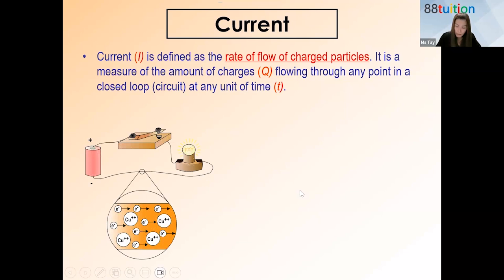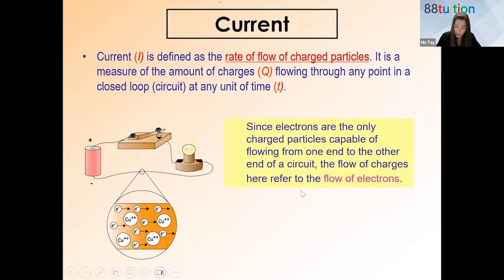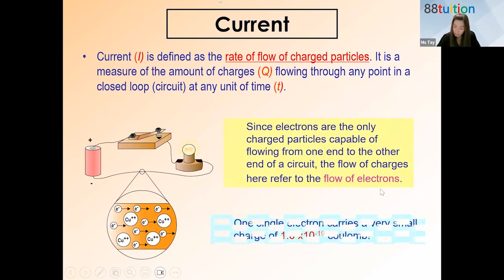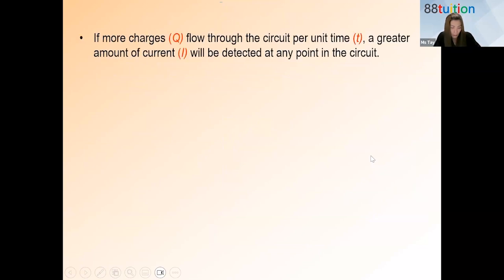So we know what is current, but if you are asked to define it, you might have difficulty. Don't just say that is what is flowing inside the circuit. You need to talk about the charges. So you can talk about the flow of electrons. One single electron carries a very small charge. This is 1.6 times 10 to the power minus 19 coulomb. So let's say you have more charges flowing through the circuit at any point in time, there will be a greater amount of current.